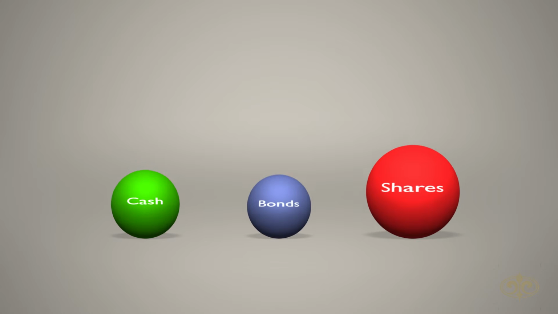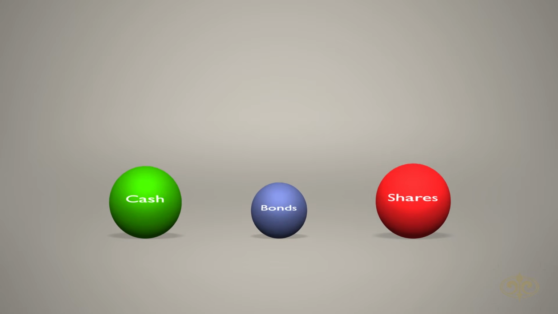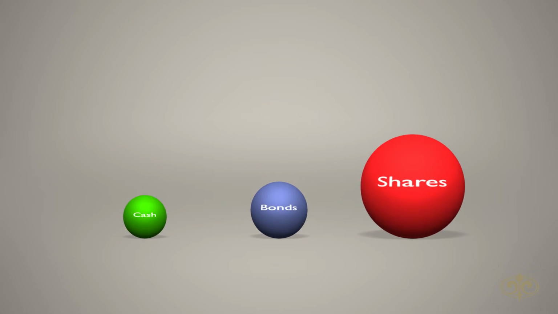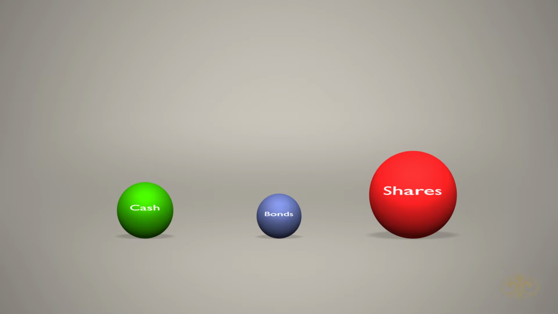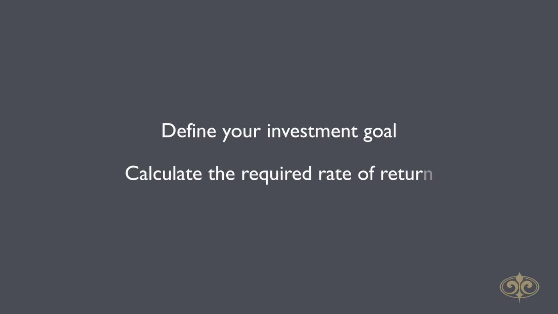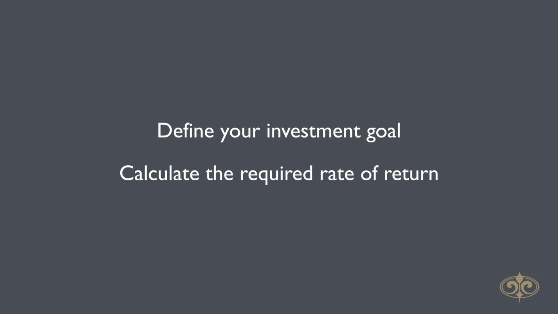Asset allocation is the process of spreading your investment capital across the various asset classes, which includes cash, bonds, and stocks, also known as equities. The starting point is defining your investment goal and calculating the required rate of return needed to reach this goal.